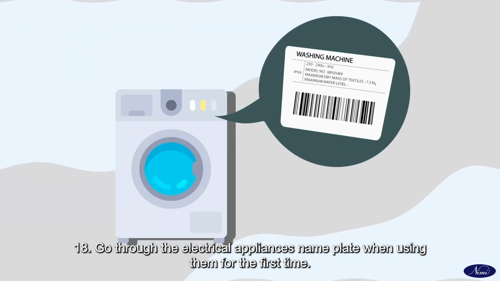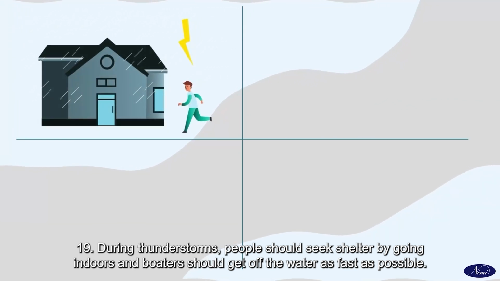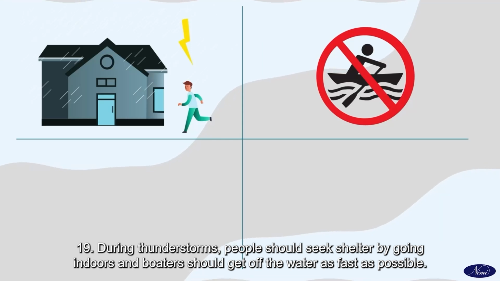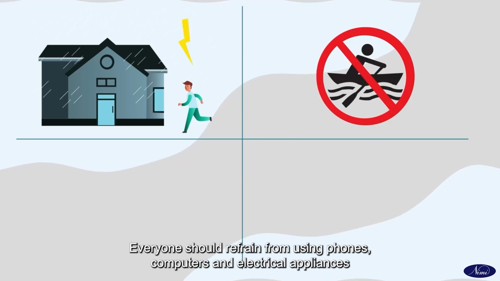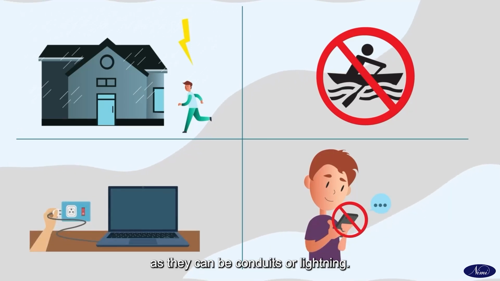18. Go through the electrical appliance's nameplate when using it for the first time. 19. During thunderstorms, people should seek shelter by going indoors and boaters should get off the water as fast as possible. Everyone should refrain from using phones, computers and electrical appliances as they can be conduits for lightning.